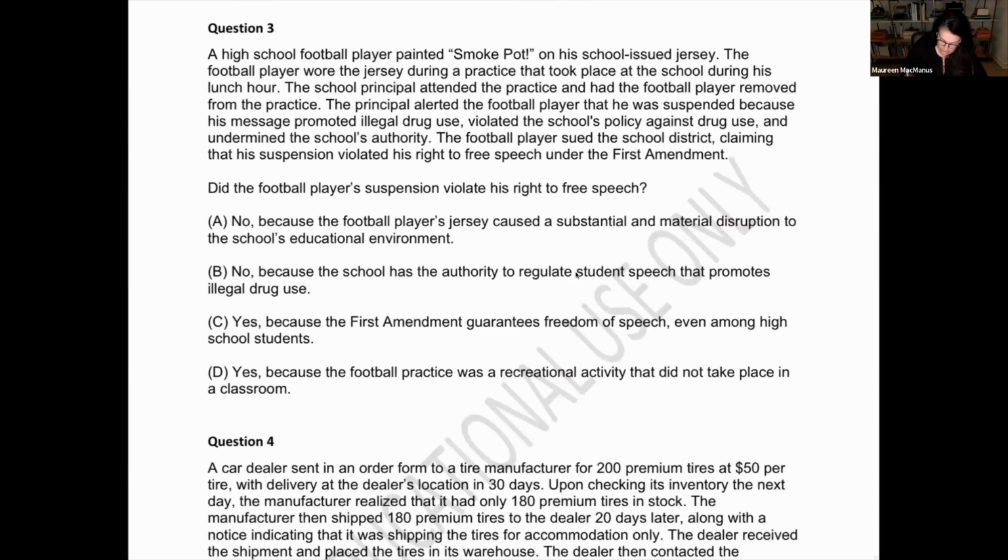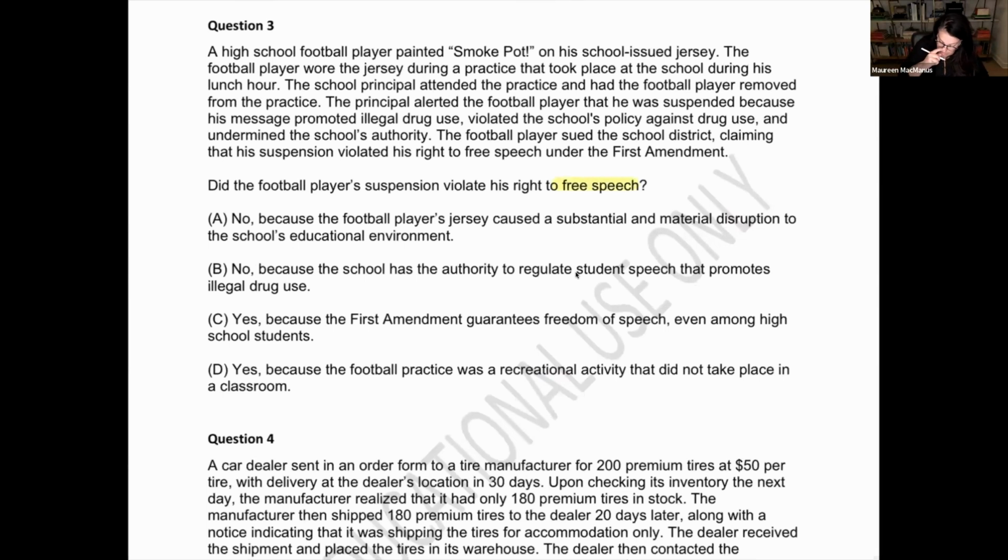So here, did the football player's suspension violate his right to free speech? So here we're dealing with speech. So still in con law. A high school football player painted smoke pot on a school-issued jersey. The football player wore the jersey during a practice that took place at the school during his lunch hour. The school principal attended the practice and had the football player removed from the practice, which is okay. One thing in this question that's slightly problematic is that they don't say that it's a public high school or a state high school, so I'm assuming that it is.